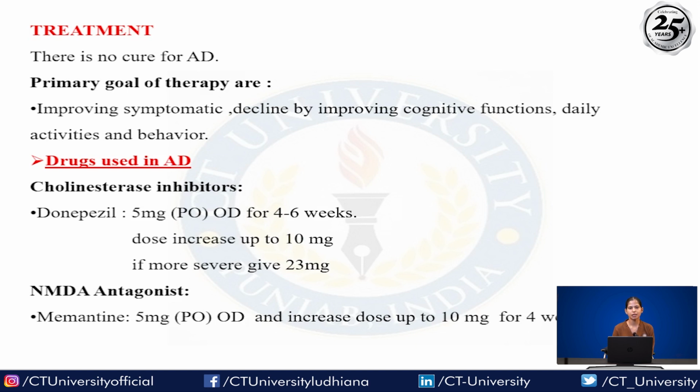Next is NMDA antagonist, which includes memantine. Memantine is given at 5 mg per oral, PO meaning per oral, once a day, and the dose is increased up to 10 mg. Like donepezil, there is also an increase of dose: first start with 5 mg, then increase the dose up to 10 mg, not more than 10 mg, and it is for 4 weeks. So the Alzheimer's disease patient is treated with these types of drugs, and there is no other treatment for the cure of Alzheimer's disease.